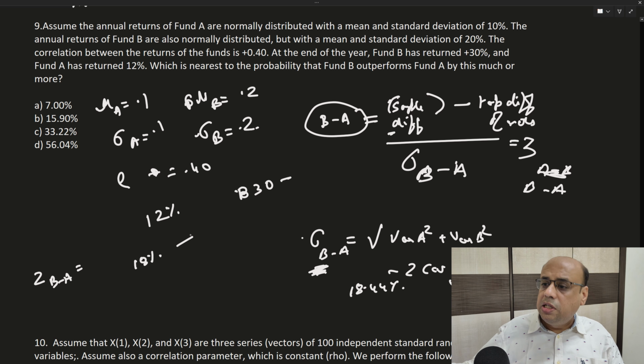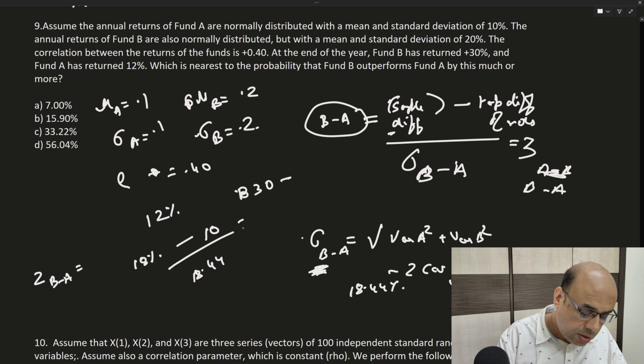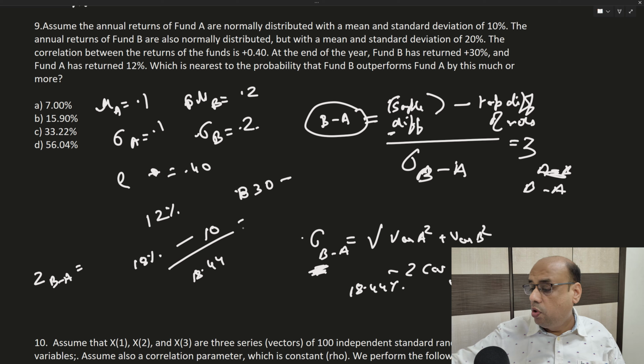And what is the population difference? 20 minus 10. The population difference is 10. So 18 minus 10 by 18.44 is 8 divided by 18.44, which is 0.4338. This is equal to 0.4338.